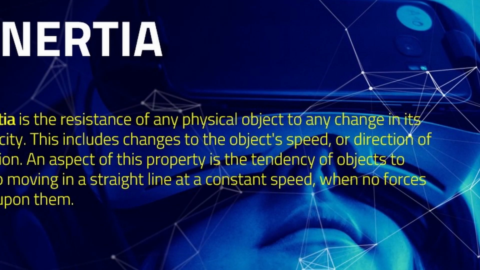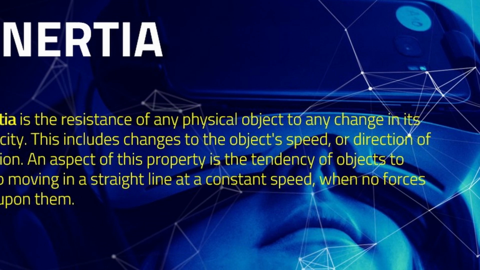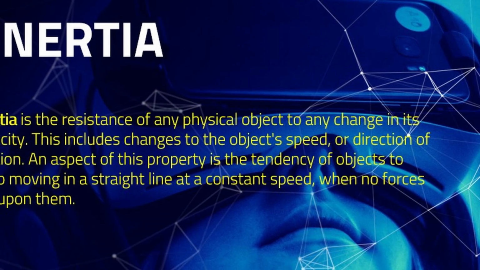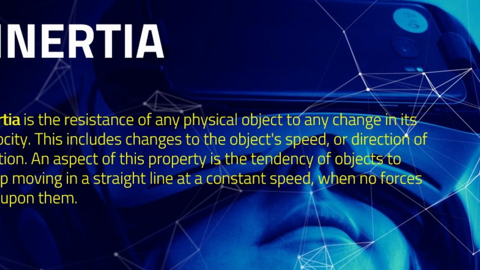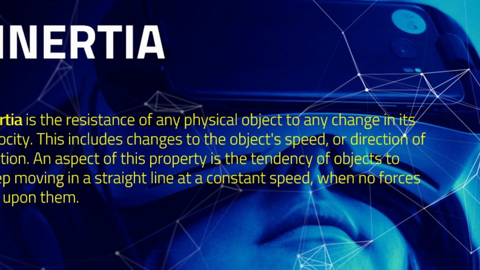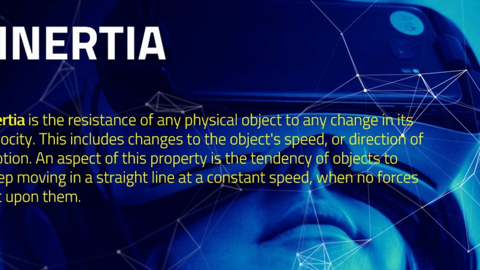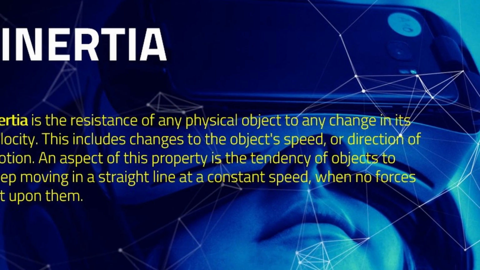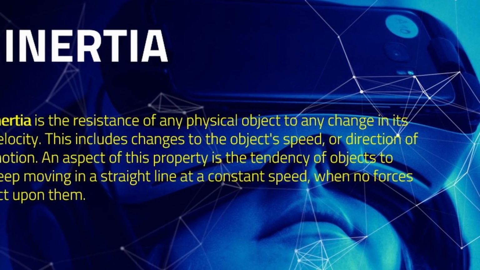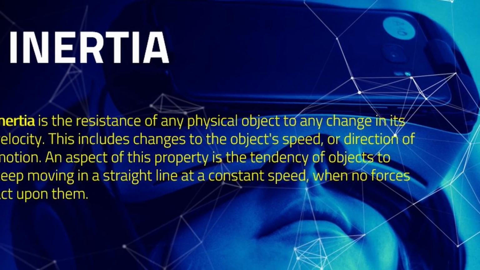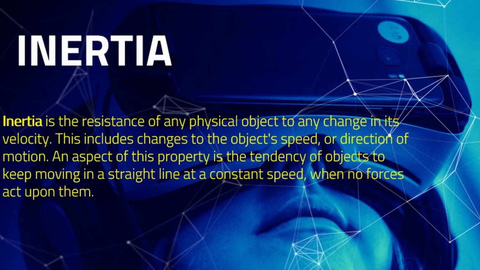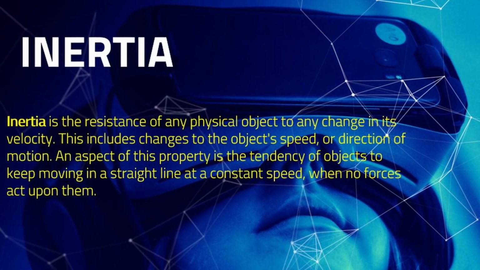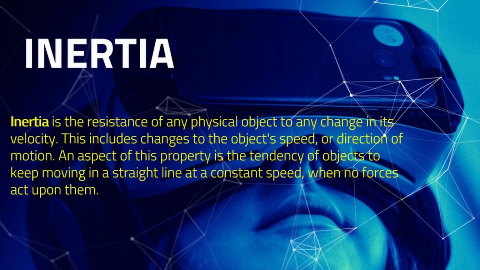A particle not subject to forces moves in a straight line at a constant speed. Newton's first law is often referred to as the law of inertia. Thus, a condition necessary for the uniform motion of a particle relative to an inertial reference frame is that the total net force acting on it is zero. Inertia is the resistance of any physical object to any change in its velocity. This includes changes to the object's speed or direction of motion. An aspect of this property is the tendency of objects to keep moving in a straight line at constant speed when no forces act upon them.